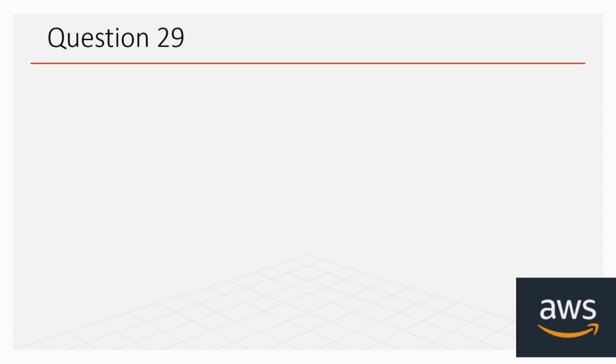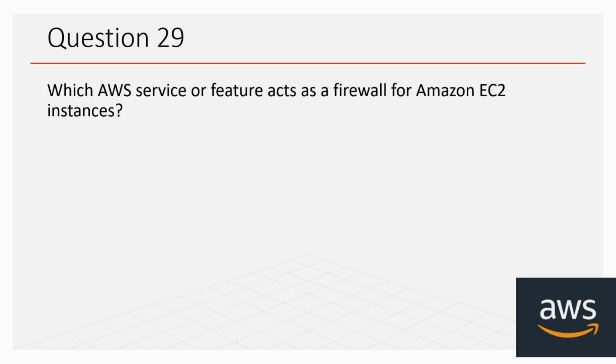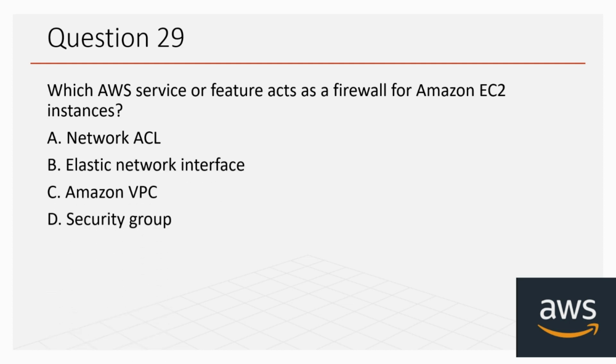Now let's look into the next question. Question number 29. Which AWS service or feature acts as a firewall for Amazon EC2 instances? So these are the options that are given. Network ACL, Elastic Network Interface, Amazon VPC, or security group. So the correct answer is D. The firewall will be your security group.